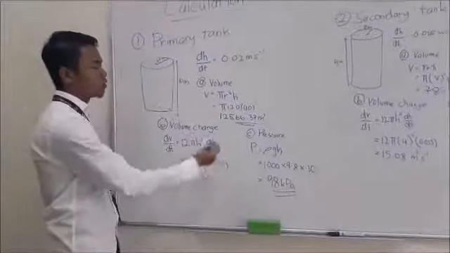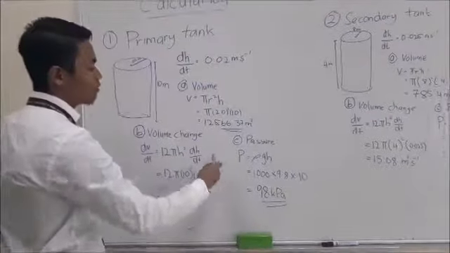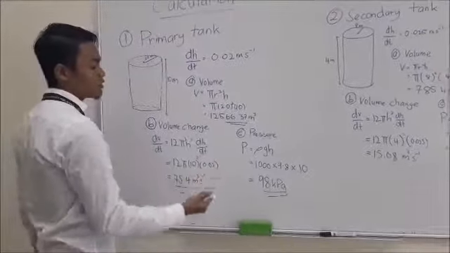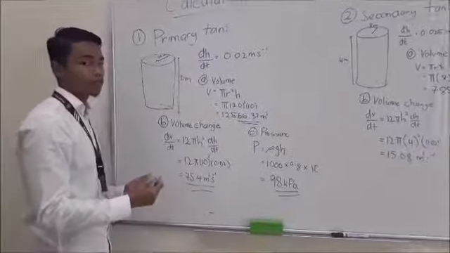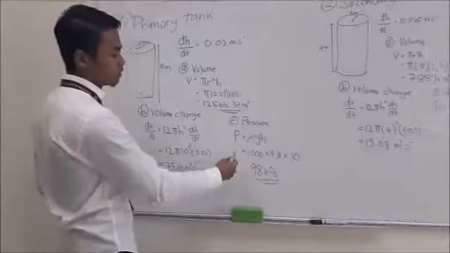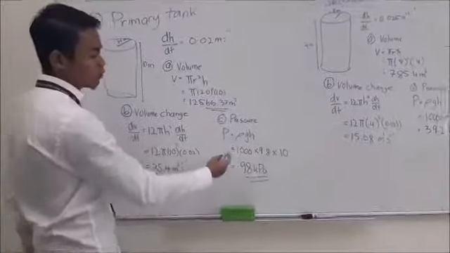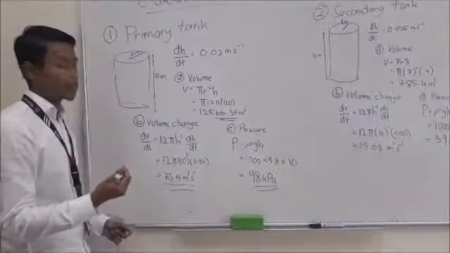Next, we want to calculate the pressure of water inside the tank. First, from the formula of liquid fluid pressure, which equals rho g h, rho means the density of the substance, which in our case is the density of water. The density of water is 1000. And the value of g is the gravitational acceleration.